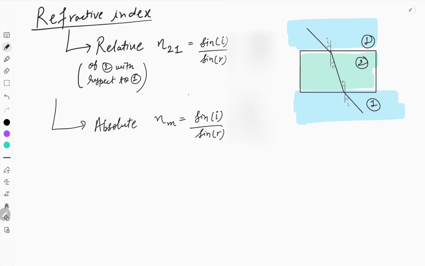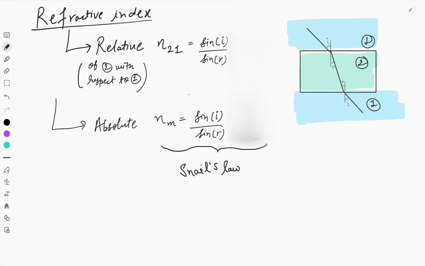Okay. Now I want to tell you that this particular law that we have written, both of them, relative and absolute, is called Snell's law. That's something that I should tell you because it directly comes into exams. So yeah, you should remember that.